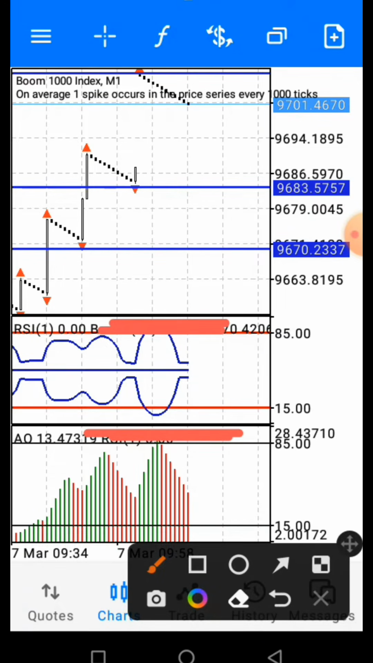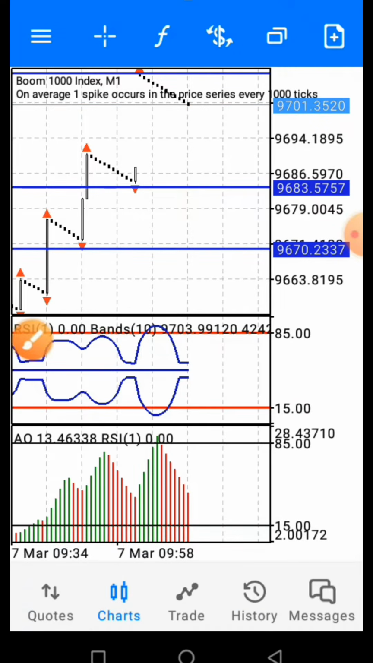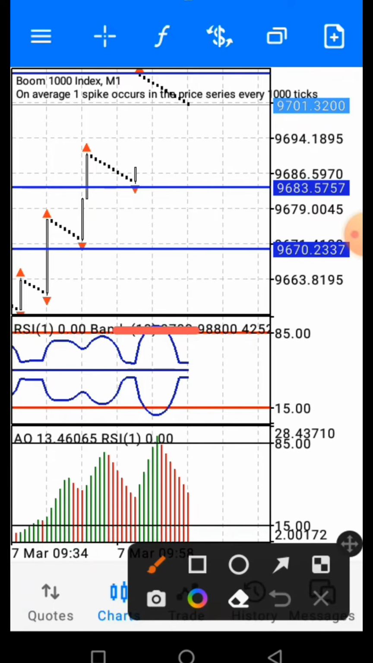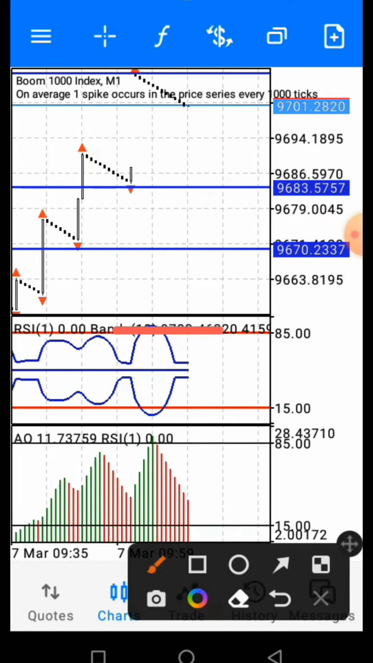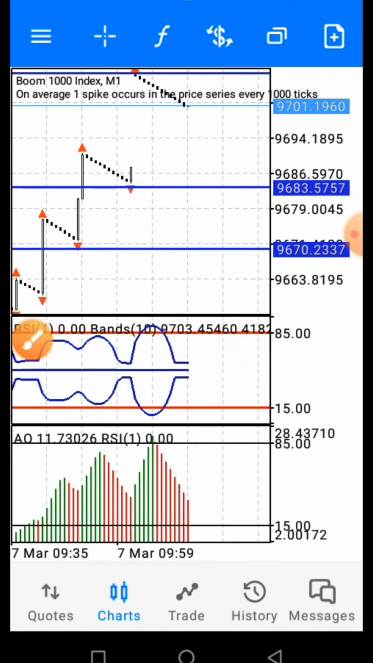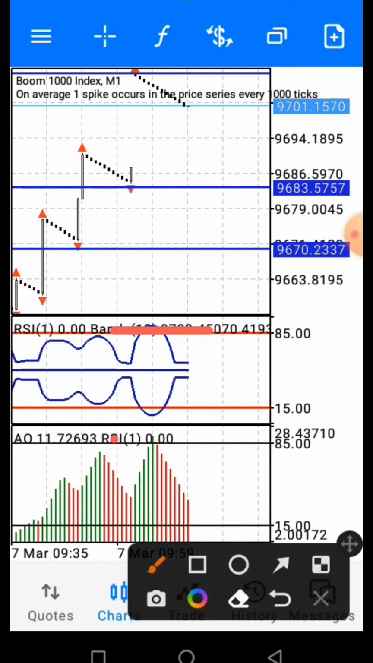For the first condition, before you take an entry, you need to make sure that these two lines are corresponding. If on indicator window 1 the Bollinger Band is touching the red line, you check also if the awesome oscillator on indicator window 2 is touching the overbought level. They need to correspond before you take an entry. If this one is touching and this one is not yet touching, don't take any entry. Make sure they are corresponding.